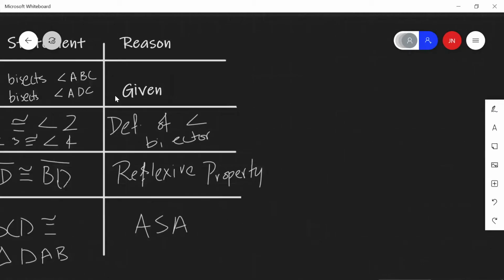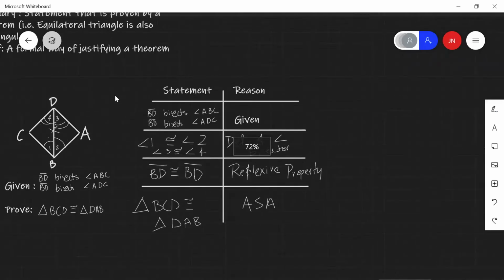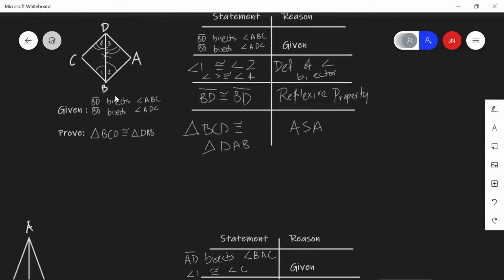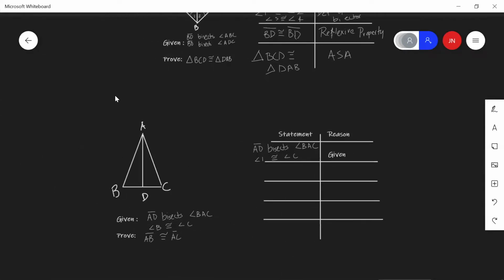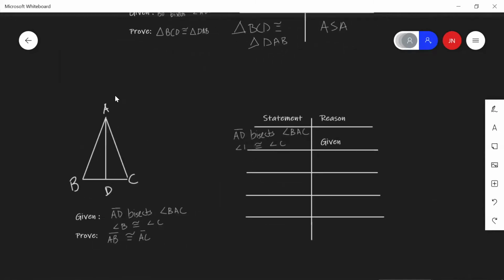All right, now let's move on to a different problem. Go down to the next problem here. This is going to be the problem about the base angle theorem. The base angle theorem is just the identity of an isosceles triangle. Right here we have a fact that says the segment AD bisects the angle BAC.